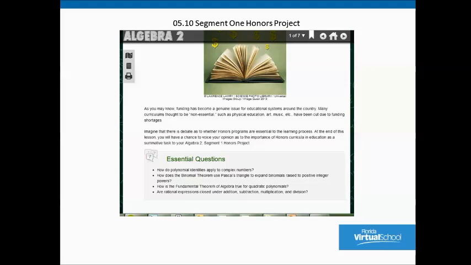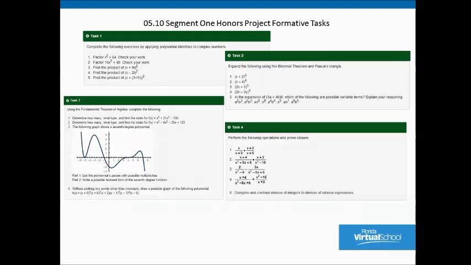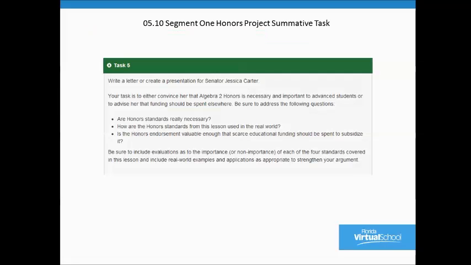The first page of the honors project for 5.10 in segment 1 looks like this. They do have essential questions just like all of the other lessons. In this one, they have 4 formative tasks throughout the honors project. Every time they learn a new concept or one of those standards, there is a task that is associated with it. And then the summative task would be task 5. That's when everything's all put together.